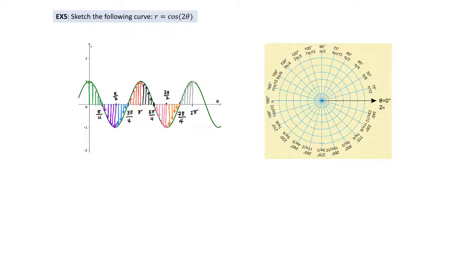So sketching from 0 to pi over 4. We notice that when theta is 0, we are at the maximum length of 1. This is the highest length achieved, and the lowest length will be negative 1. Then the rays are decreasing in size, and at pi over 4, we are going to be at the pole.